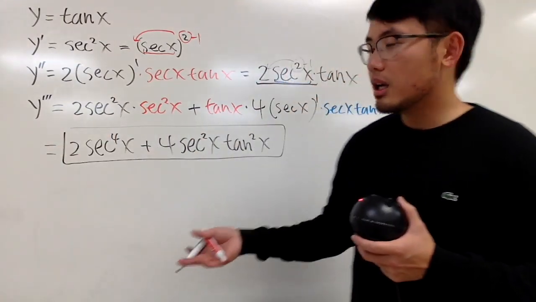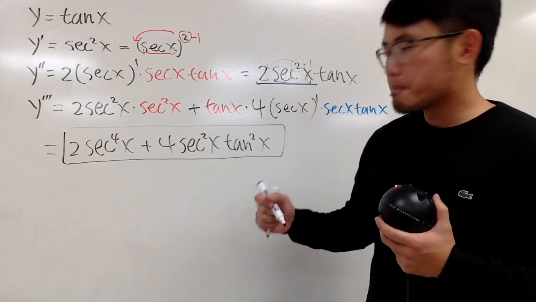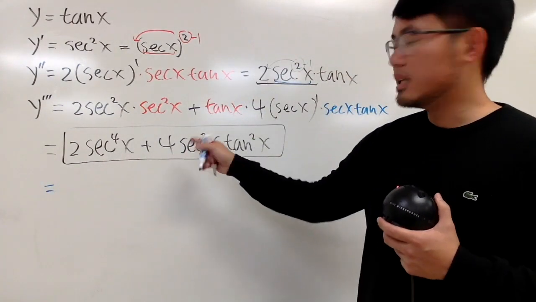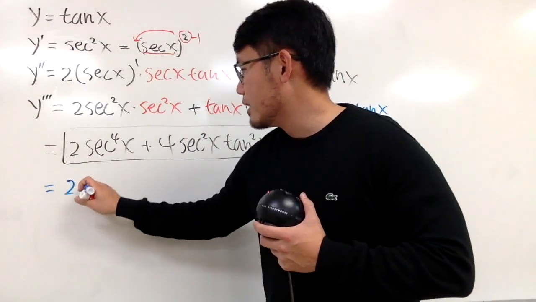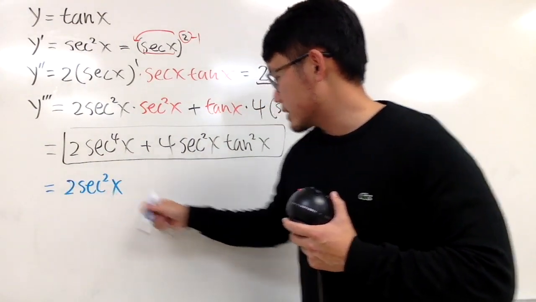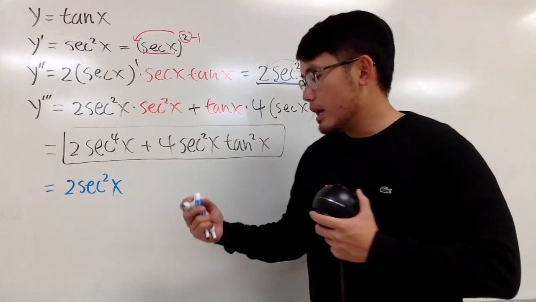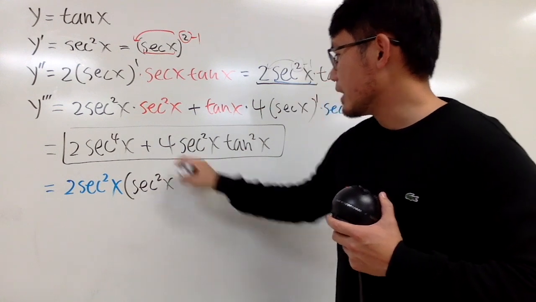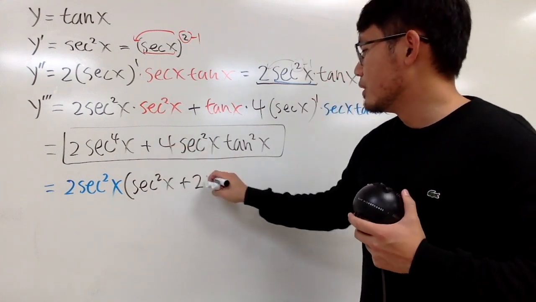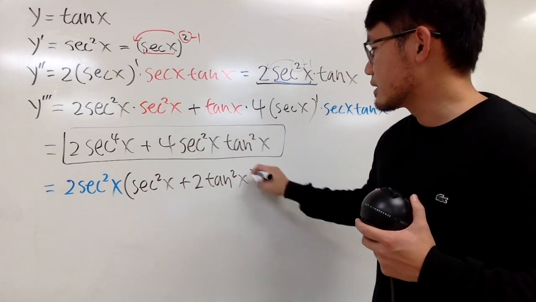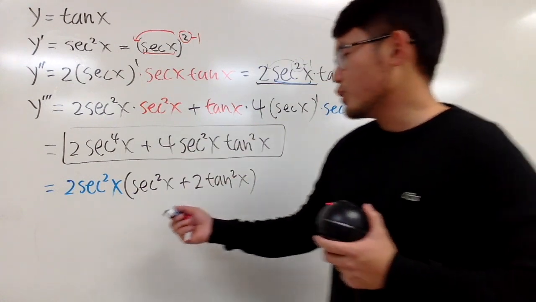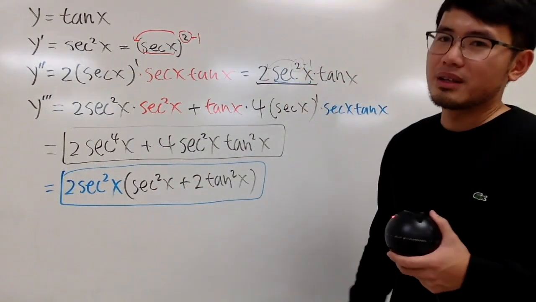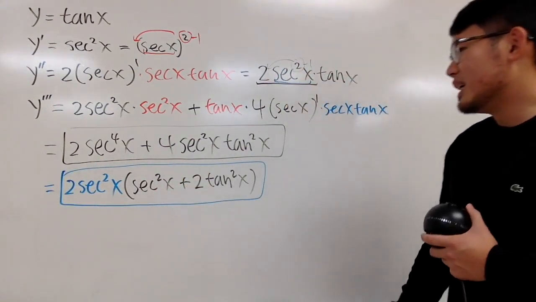It's totally okay. If you would like to keep going, you can factor out 2 and secant square. So if you do that, you get 2 secant square x right here. And then you will end up with secant square x plus 2 tangent square x. And seriously, you can also use some identities to simplify this if you would like. You can write secant square x in terms of tangent or whatever.